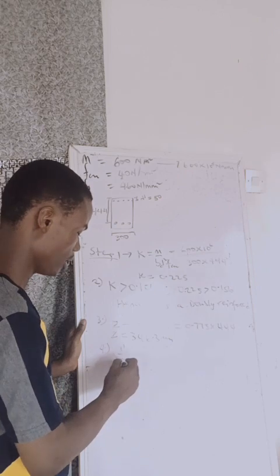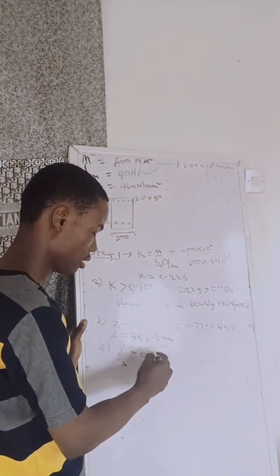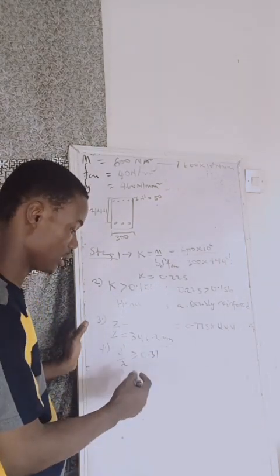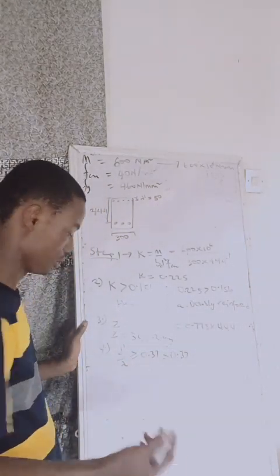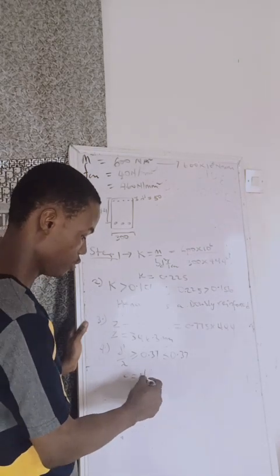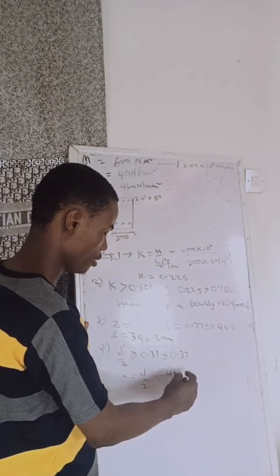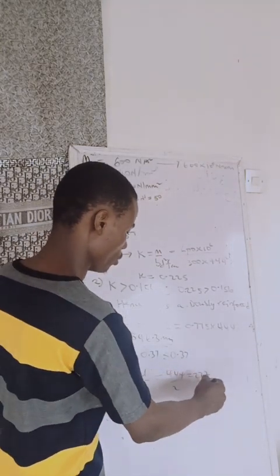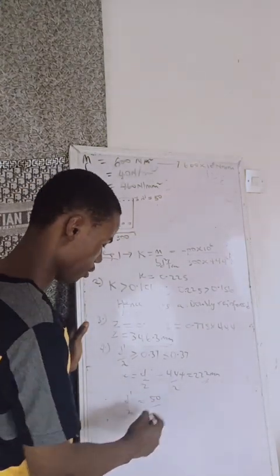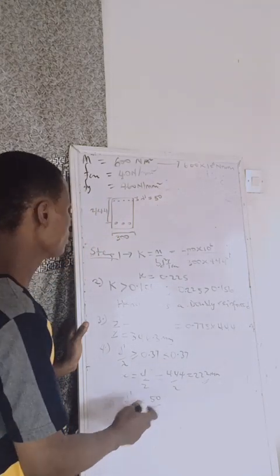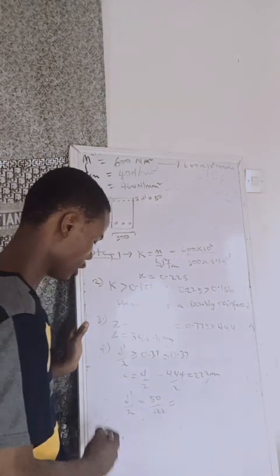D prime over X. And I've already told you, you should check if D prime over X is greater than 0.37 or less than 0.37. So you can continue by saying x is equal to d over 2 or 0.5d. So d over 2, which is 444 all over 2, which is equal to 222 m. So you can put it here and say d prime all over x equal to 50 all over 222.